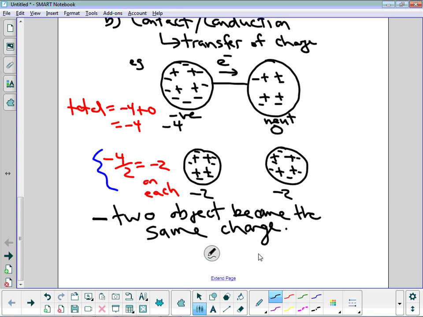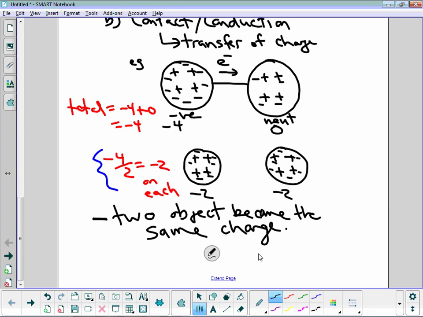If this was +4 and 0, instead of worrying about the negatives, then electrons would move onto it and make both of them positive, because it sucks electrons away from the other. Then I take the +4 and divide it by 2, and I'm going to have +2 and +2. Okay? If you had a negative and a positive?